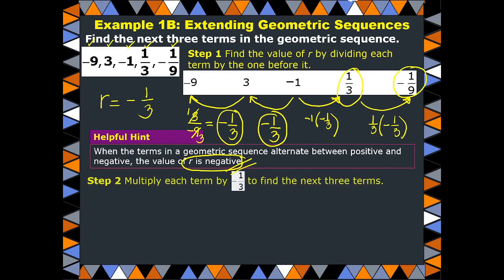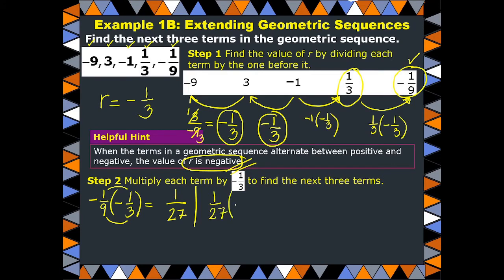Now, let's go to step number 2. So, step number 2, we stopped with negative 1/9. So, negative 1/9, I'll multiply this with the common ratio, negative 1/3. So, multiplying the numerators, 1. Multiplying the denominators, 27. Let's continue.